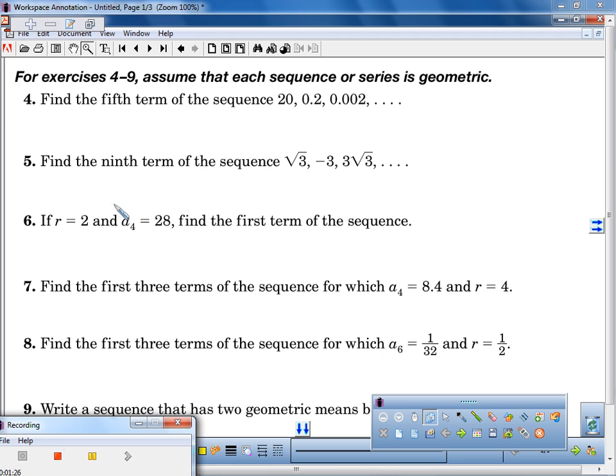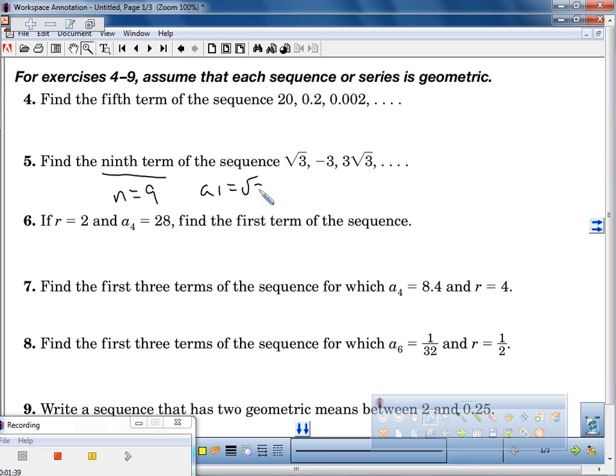Alright, now let's look at question 5. We're looking for the ninth term, so n is equal to 9. We have our sequence here again: the square root of 3, negative 3, 3 square root of 3. Okay, a1 is equal to the square root of 3.